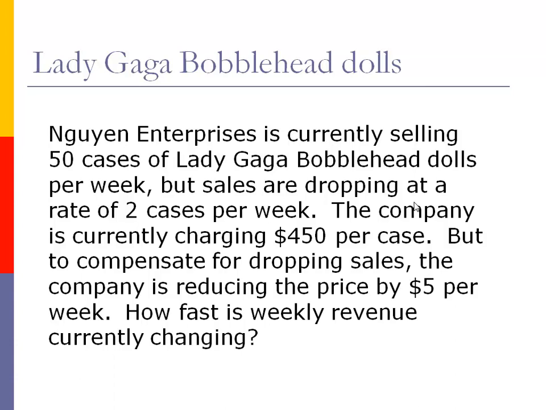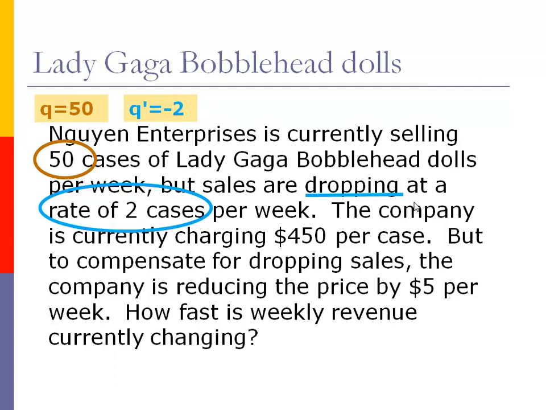Okay, so hopefully as you went through this, you're noticing the same kind of information I have. I saw the number 50, and so that's telling me I've got a quantity that's 50. As I'm reading through this, I'm keeping track of things, and I also see some special words. Number one, we're talking about sales, so my quantity is dropping. That means a negative rate of 2 cases per week. So I got Q prime is -2, just from those words.